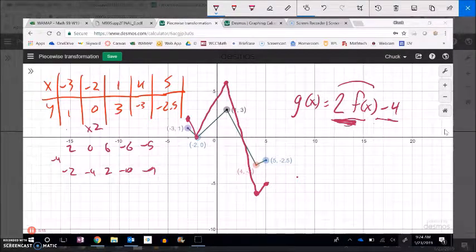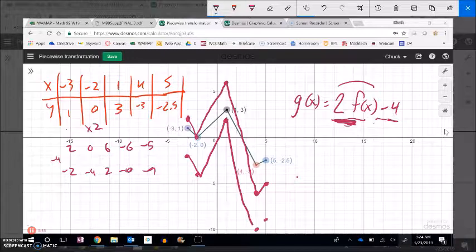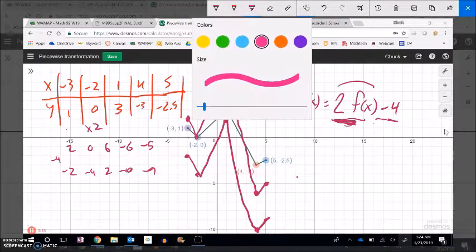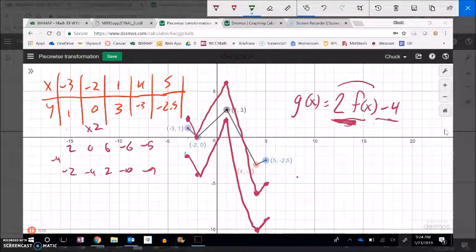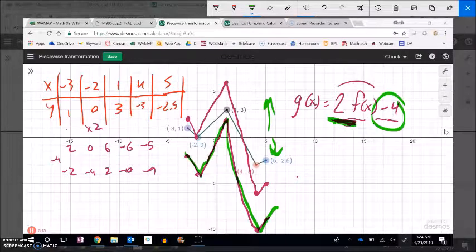And then now I move it down 4. 1, 2, 3, 4. And this one right here is my actual graph. So this is it right here. Notice it's been doubled, stretched by 2 in this direction, and then moved down 4.